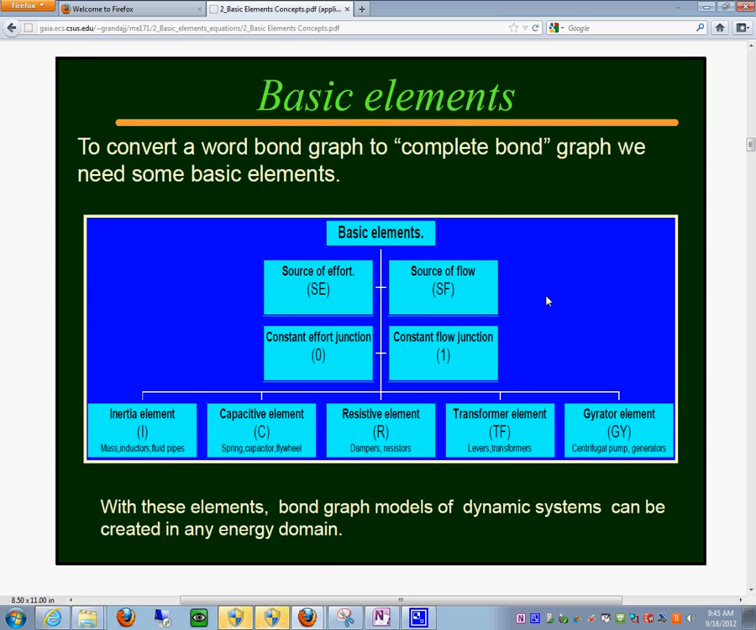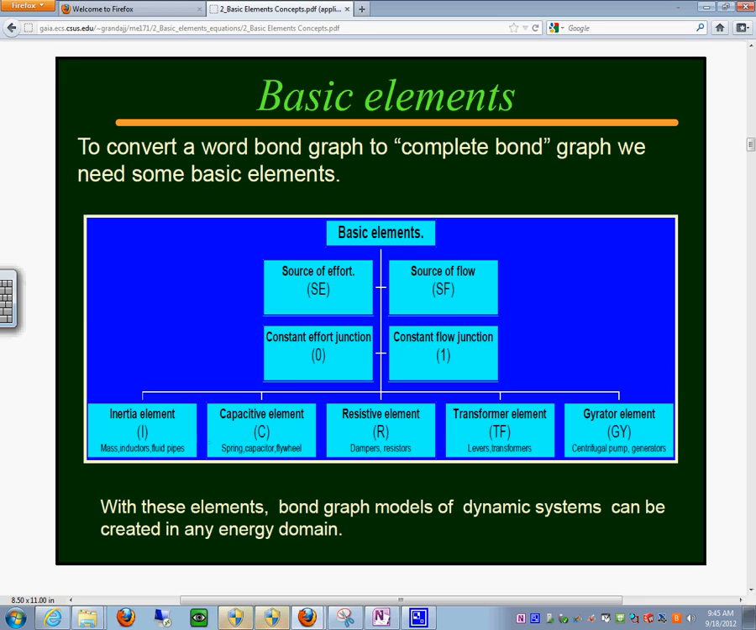In order to do computer simulations, we need 9 elements. We need 2 sources, we need 2 connection elements, and we need 1 element that stores the kinetic energy, which we call the inertia element or I element. You see in there, we use the I element. Then we have a capacitive element or compliance element. We use the C element.